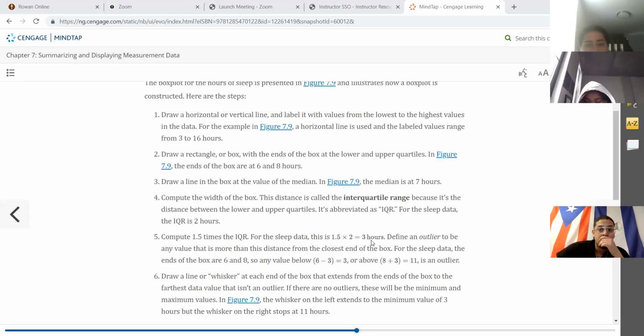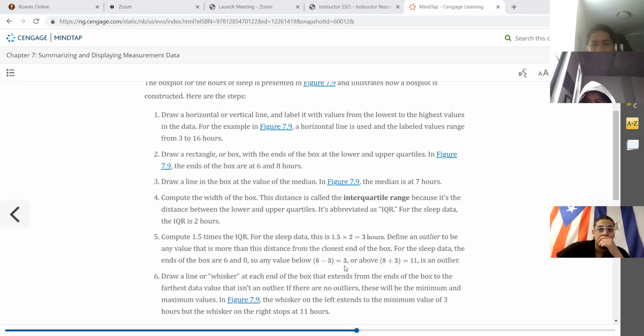Now here's the calculation. You take your 3 from step 5 and you add it, number 1, to your upper quartile, which is 8. And you get 11. Any number in the data set that is bigger than 11 is an outlier. And then you also take your 3, 1.5 times this interquartile range, and you subtract it from the lower quartile. In this case, 6 minus 3 is 3. Any number in the data set that's smaller than 3 is also an outlier.